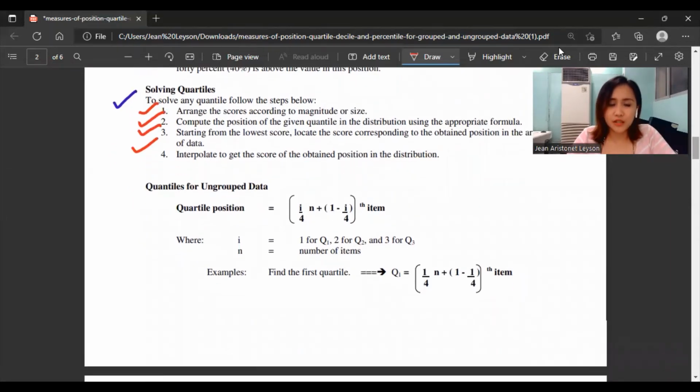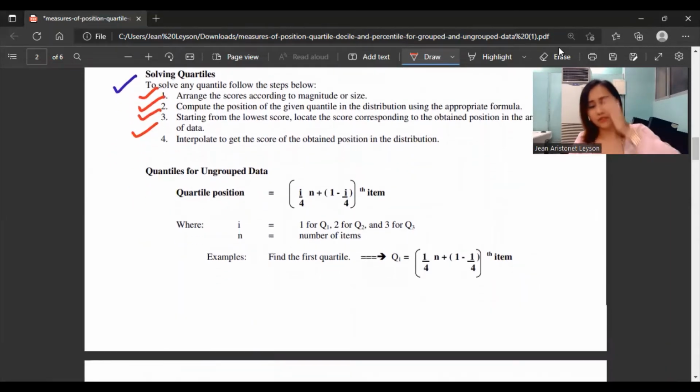So we have here quantiles for ungrouped data. Same with measures of central tendency and measures of variability, we have grouped and ungrouped data. Ungrouped data are those data, usually a small amount of data, which we can treat, we can solve right away. Whereas grouped data are those data which we put in the frequency distribution table. We arrange it in a table because we have a large amount of data. So let's start with quartile.